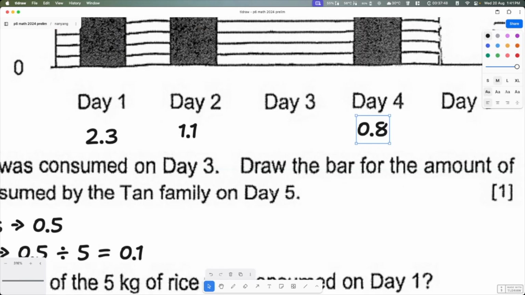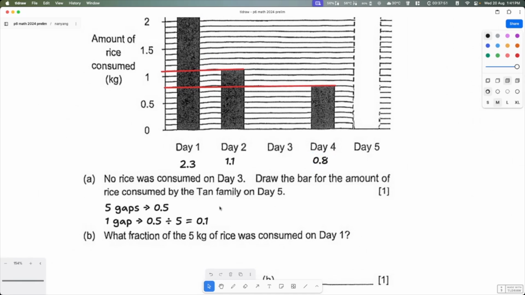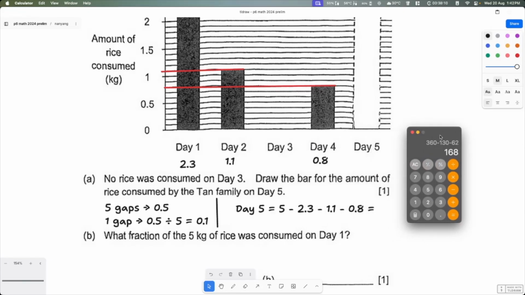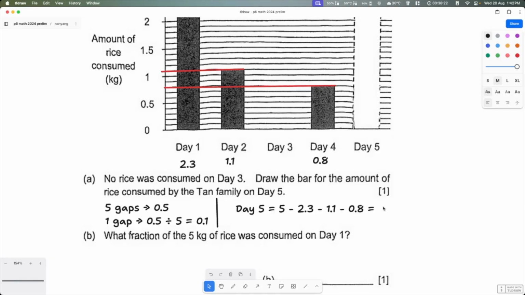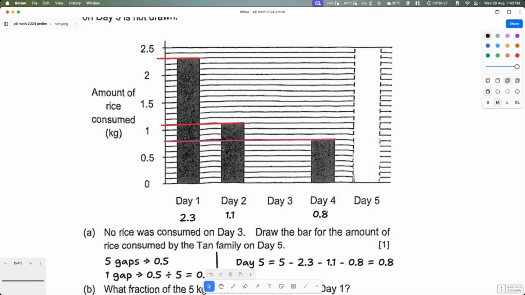Now we know the total, we can get day 5. Day 5 is equal to 5, the total, minus 2.3 minus 1.1 minus 0.8. What would this give us? Let's use the calculator: 5 minus 2.3 minus 1.1 minus 0.8. This gives us 0.8. Yes, correct.